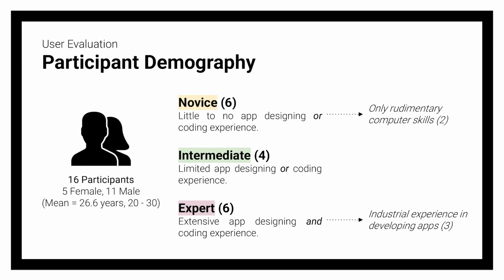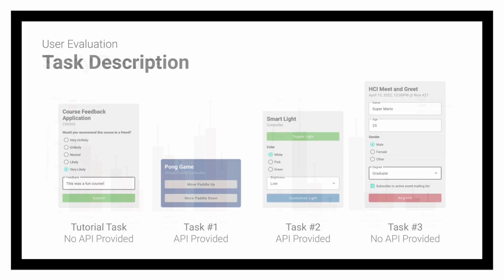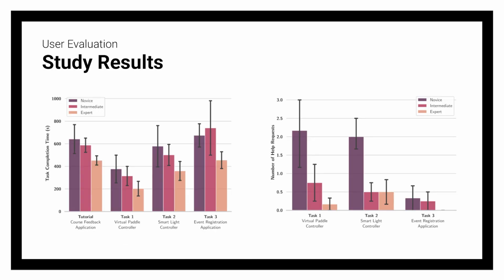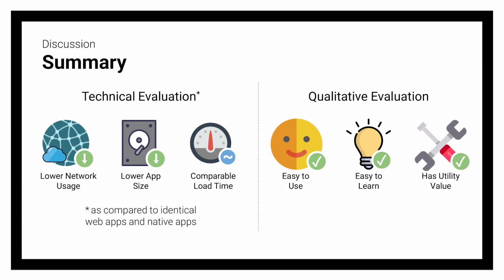We also conducted a user evaluation to validate our system's ease of use, learnability, and utility value. We recruited 16 participants of varying app design expertise. The participants were first given a tutorial of building apps using our framework, and then they were given 3 app building tasks in order of increasing complexity. All the participants were able to successfully complete the tasks and reported high learnability and ease of use of the system. Participants also reported a high utility value of our system and suggested several use cases for our framework. Our system demonstrated several benefits through the technical and user evaluations.